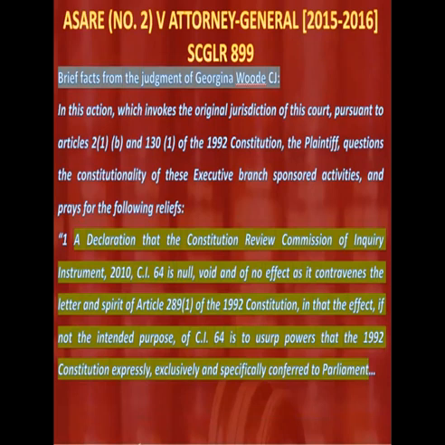Now, what was the essence of Asare's case? In his suit at the Supreme Court, this is one of the reliefs being sought by Asare, and I quote: a declaration that the Constitution Review Commission of Inquiry Instrument 2010, CI 64, is null, void and of no effect, as it contravenes the letter and spirit of Article 289 clause 1 of the 1992 Constitution, in that the effect, if not the intended purpose, of CI 64 is to usurp powers that the Constitution of Ghana had expressly, exclusively, and specifically conferred on Parliament.